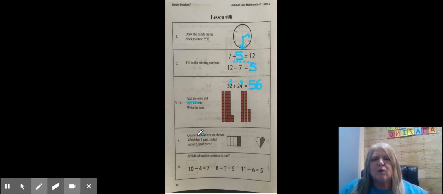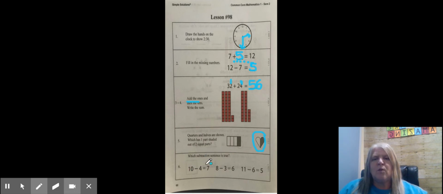Number 5, quarters and halves are shown. Which has one part shaded out of 2 equal parts? So this has one part, but there are 1, 2, 3, 4 total. And this has one part, and there are 2 parts total. So this has one part shaded out of 2 equal parts. That's 1/2.